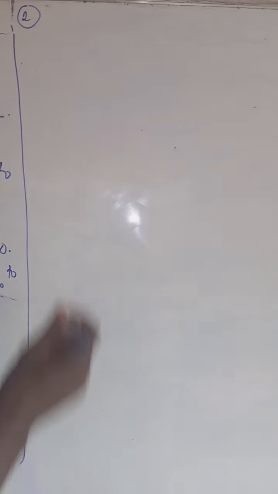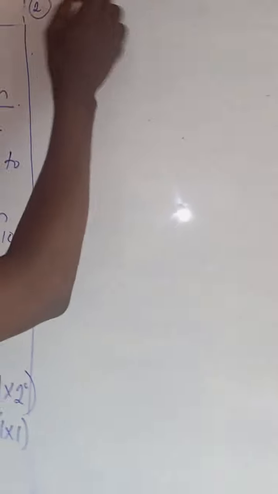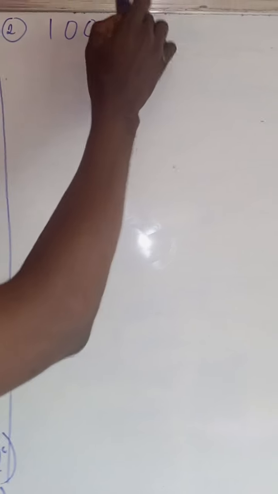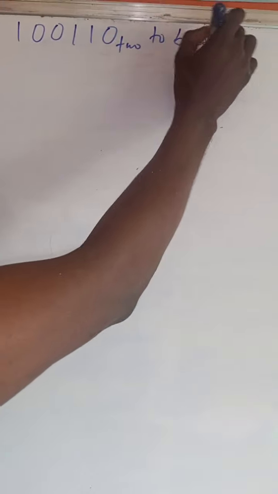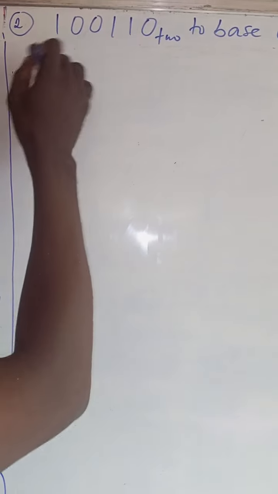Let's go to the second one. The second question, let's say we are given 100,110 base 2 number in base 10. So this we write it out.